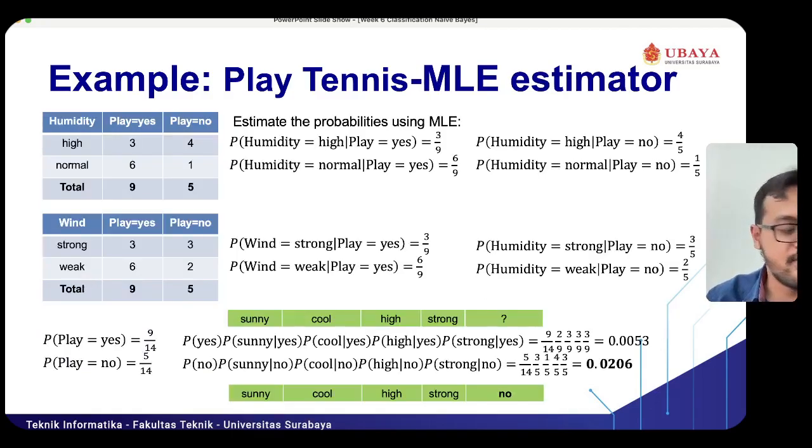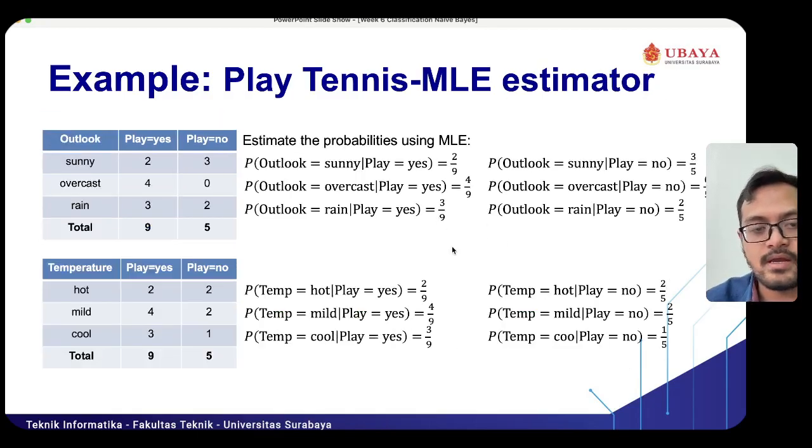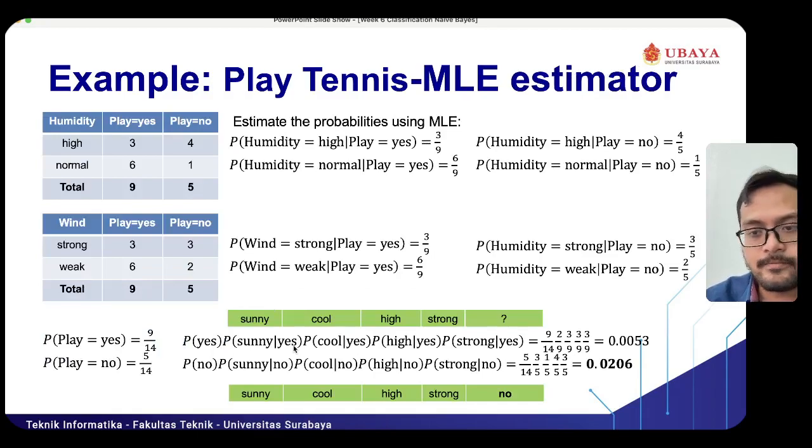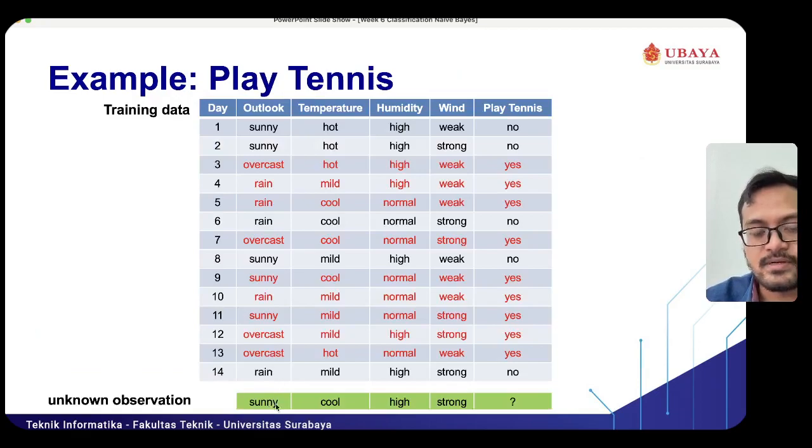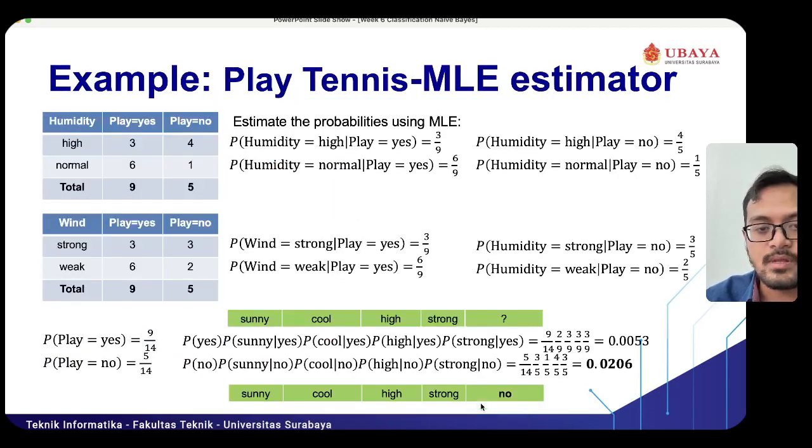Because we have 4 different features, here we also calculate for the humidity and wind features. After we calculate all of the MLE estimators, we come to the new observation. If we have the new data that we want to predict, the outlook equals sunny, the temperature equals cool, the humidity equals high, and the wind equals strong.